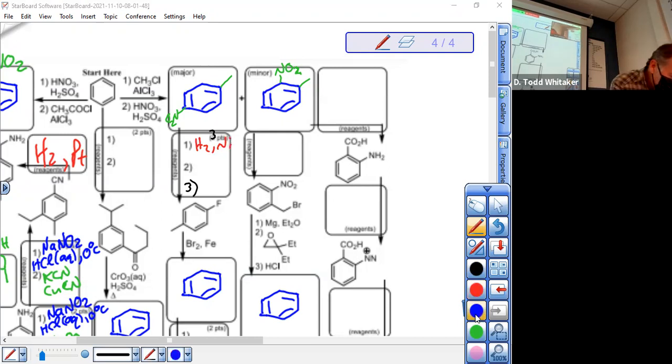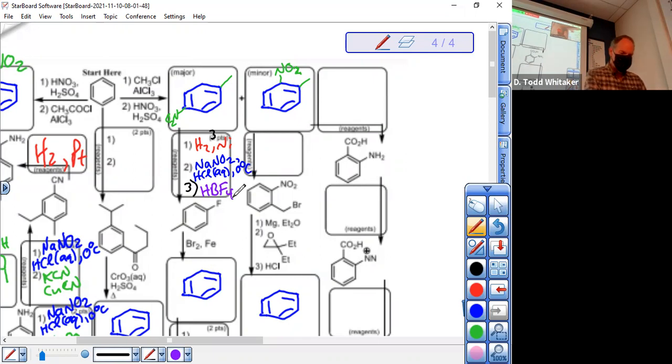I told you you're going to do this a lot on this test, both in this section and in the mechanisms. NaNO2, comma, HCl aq, comma, 0 degrees Celsius. It's always the same. And then the one that converts it to a fluorine, what chemical is that? HBF4, fluoboric acid. H plus and the BF4 minus ion. Cool.